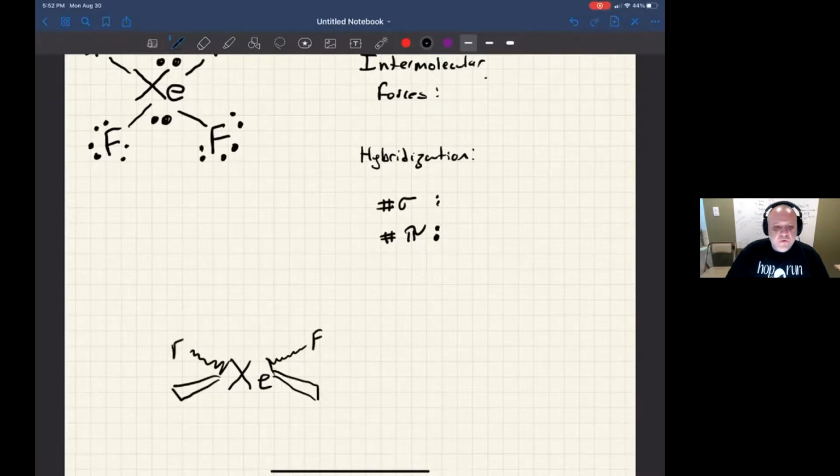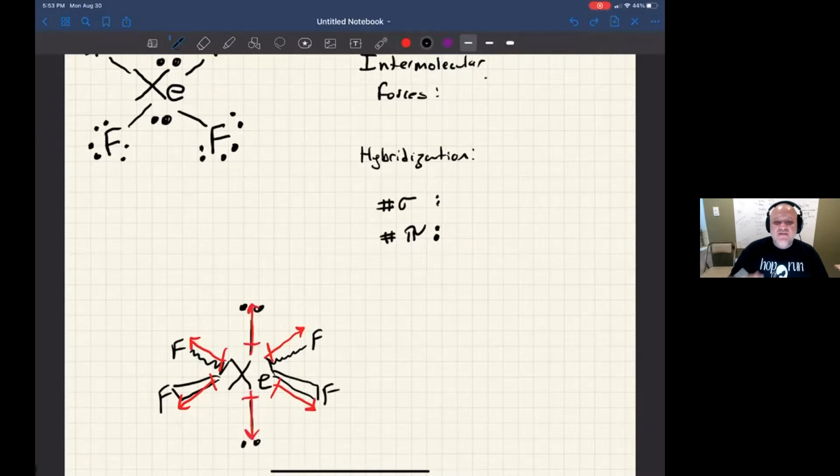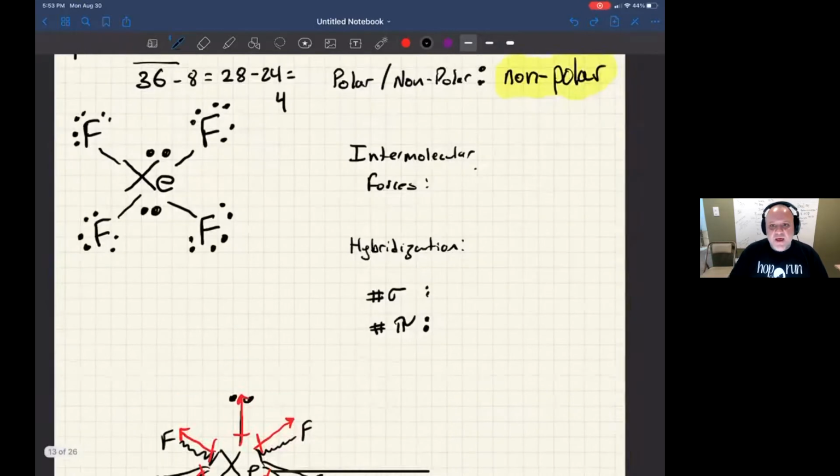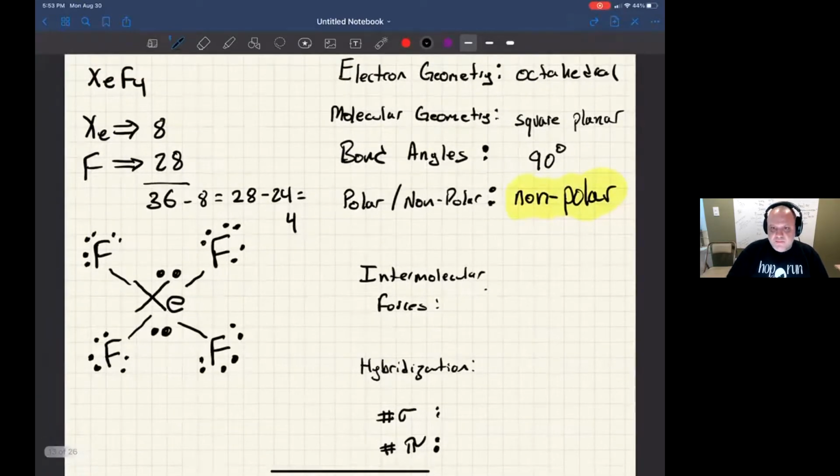So let's take a look at this square planar geometry. Here are the 4 bonds to fluorine oriented in a square plane, but I've got the 2 lone pairs oriented 90 degrees from that plane. And so this means when I take a look at all of the bond dipole moments, they're all pointing in equal and opposite directions, so they cancel out. And the dipole moments created by the electrons, since they're directly across from each other 180 degrees, also cancel out. And so that means the molecule is overall non-polar.